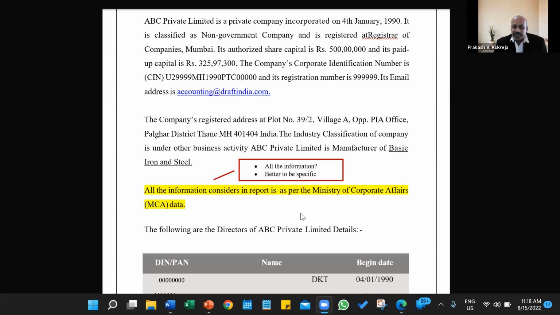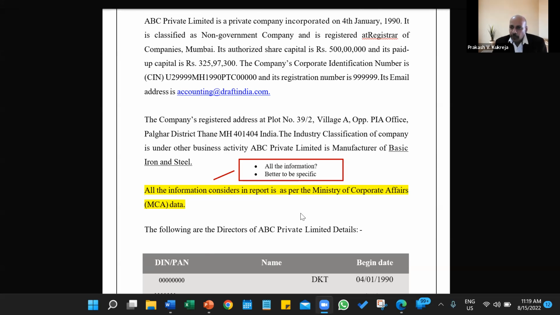So instead of having such a general statement, all information considered in the report is as per MCA, I think it would be better to specifically highlight, for example, that the balance sheet and P&L as of March 2021 were actually looked at on MCA, and were in line with what has been given by the resolution professional, and so on. Again, the same point: very, very specific about what information we have looked at, why, and if there is any correction or assumption, it's very important to highlight.